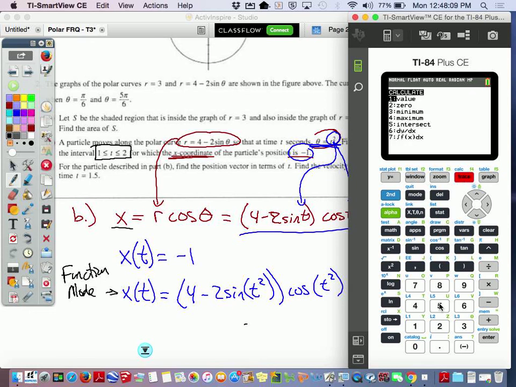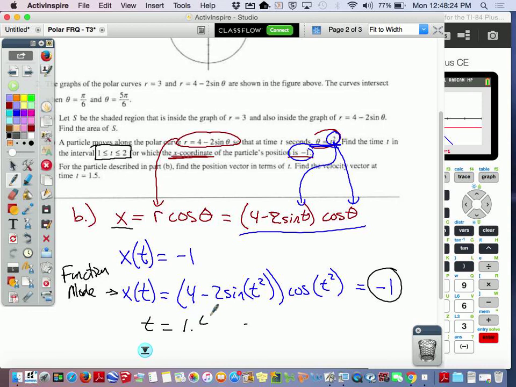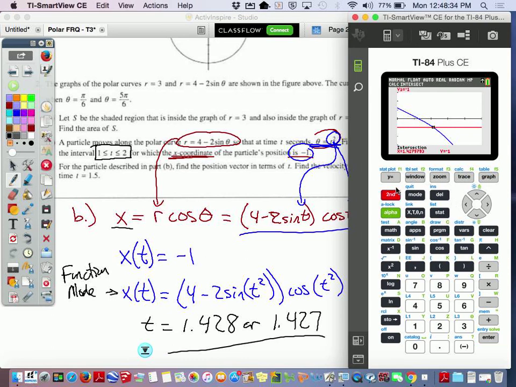Second trace, 5 is intersect, enter, enter, enter. And we get that t is equal to 1.428. Or we could do 1.427. The reason we had to be in function mode was if I hit second calc or second trace, I get all of these options. We can't do the intersect if we're in polar mode, so we have to switch it back to function mode.